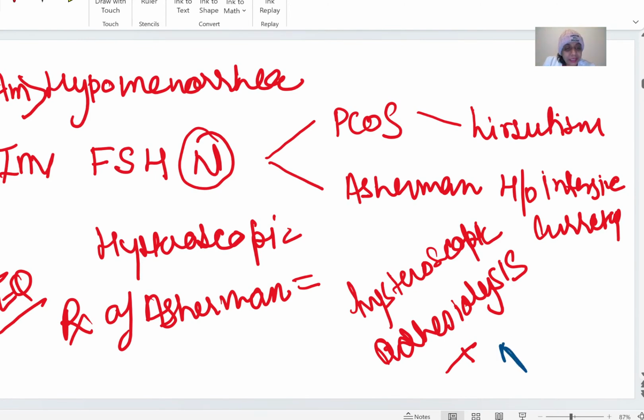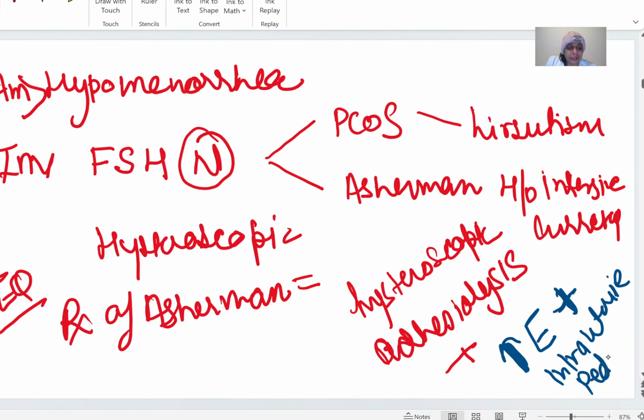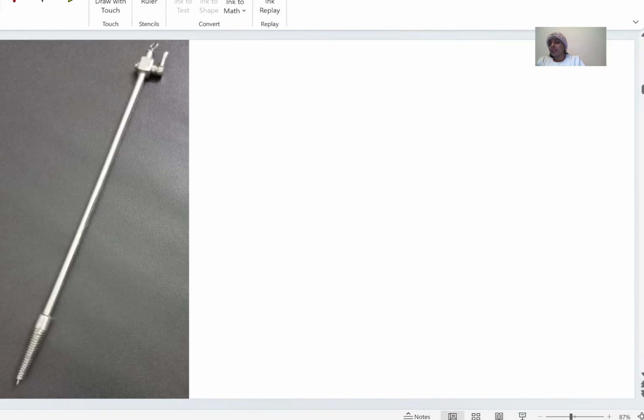Increase estrogen. High dose estrogen is to be given for the endometrium to proliferate. Plus, one more plus is there. Intrauterine pediatric catheter. Okay, in the periphery we put a copper T. Why do we put this catheter? So that the anterior and posterior walls do not fuse again.